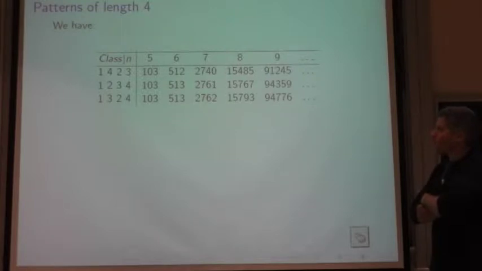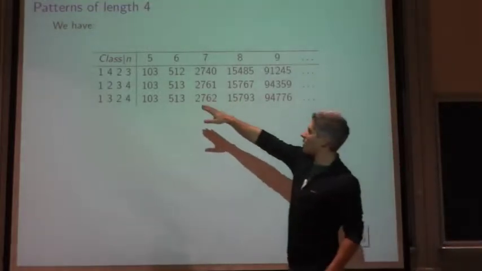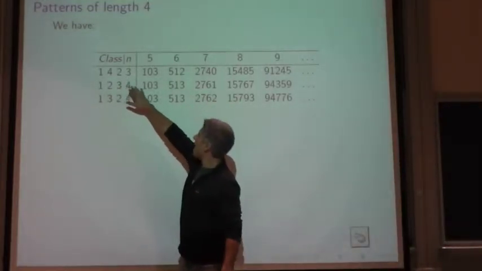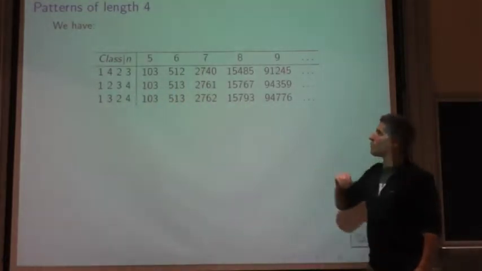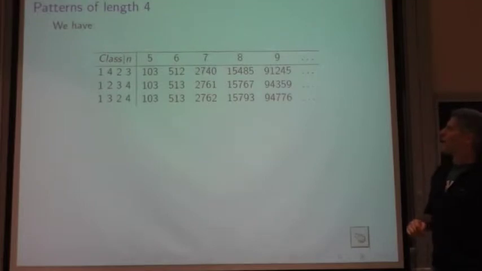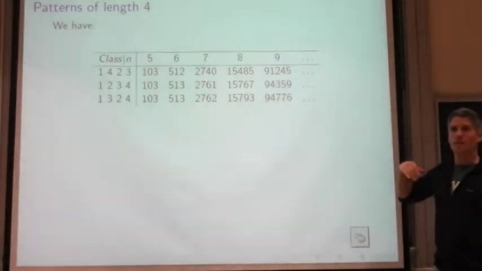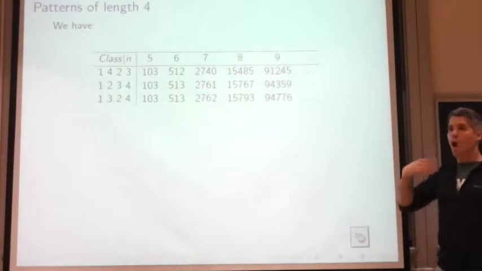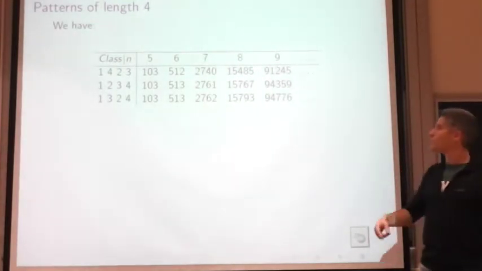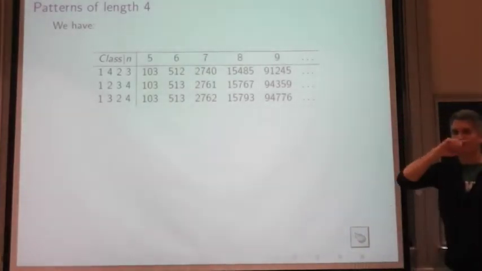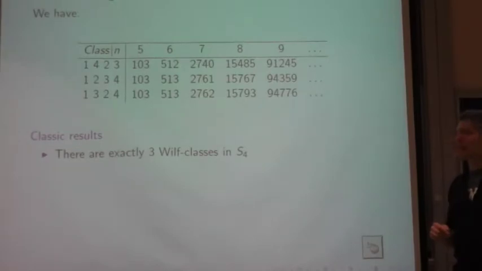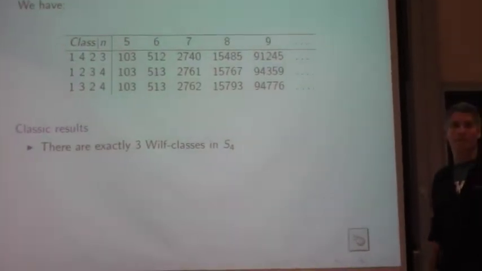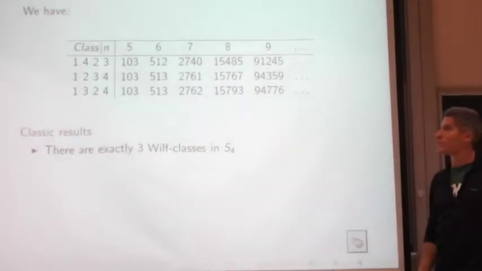So if I explain this, this is the pattern class, and then these are the number of permutations avoiding each one for that respective pattern. And if you look, there are these 3 different possibilities. If you go and run through all patterns of length 4, you'll find that for any one you choose, it'll fit in one of these classes. And in fact, that's a theorem. There are exactly 3 Wilf classes in S4, and these are the 3.